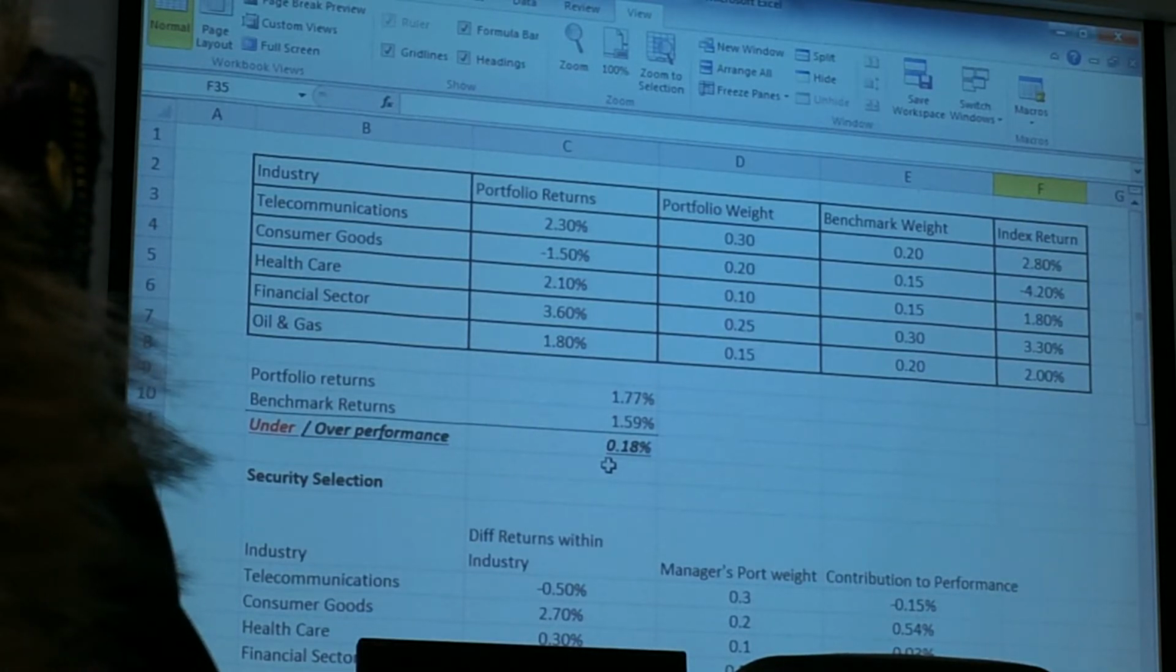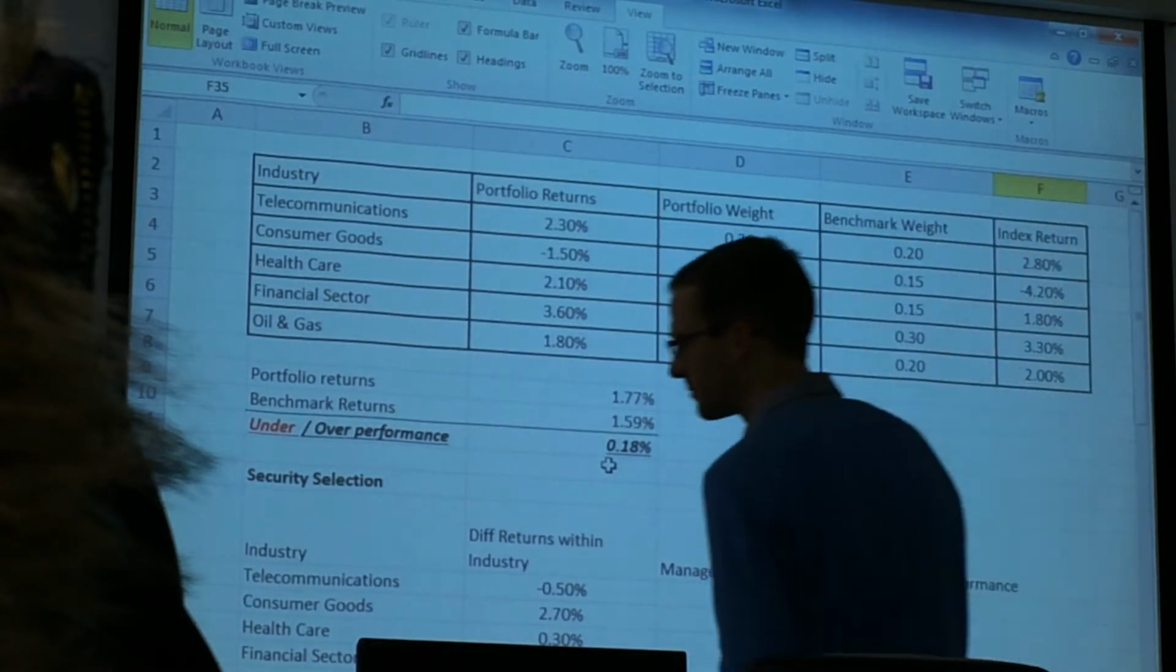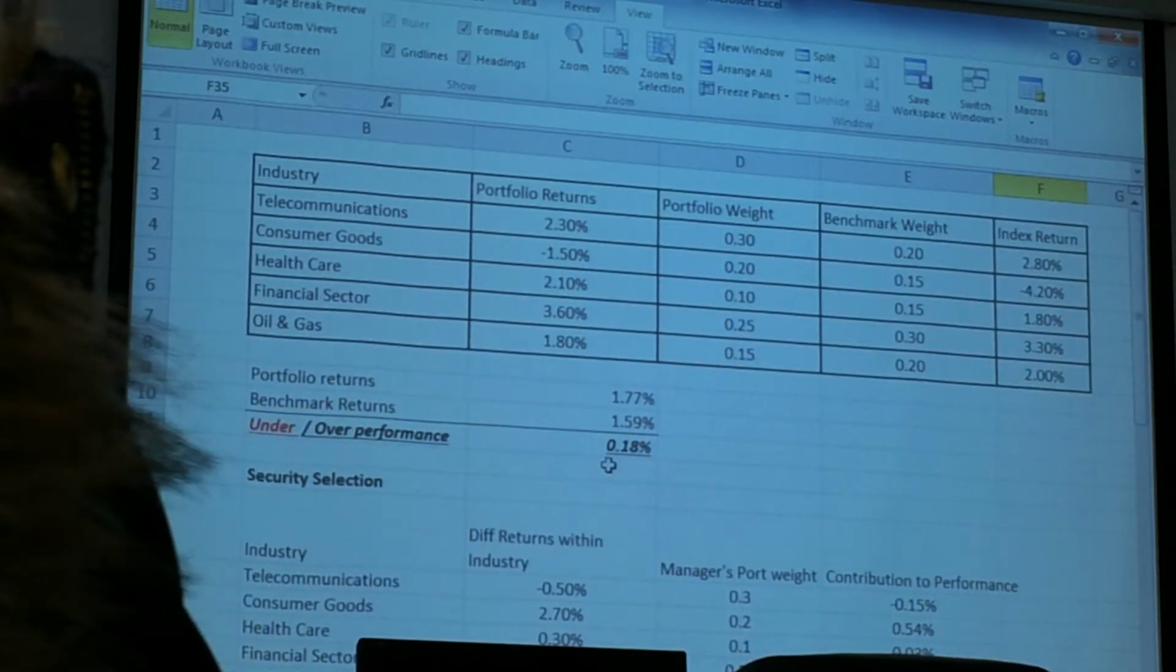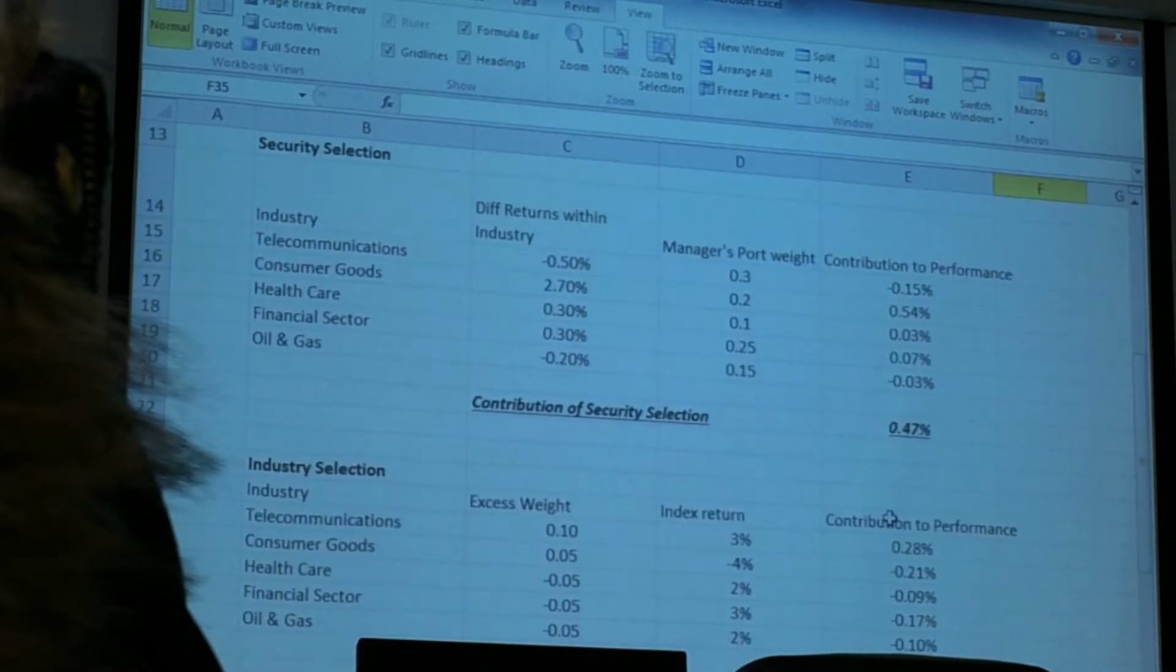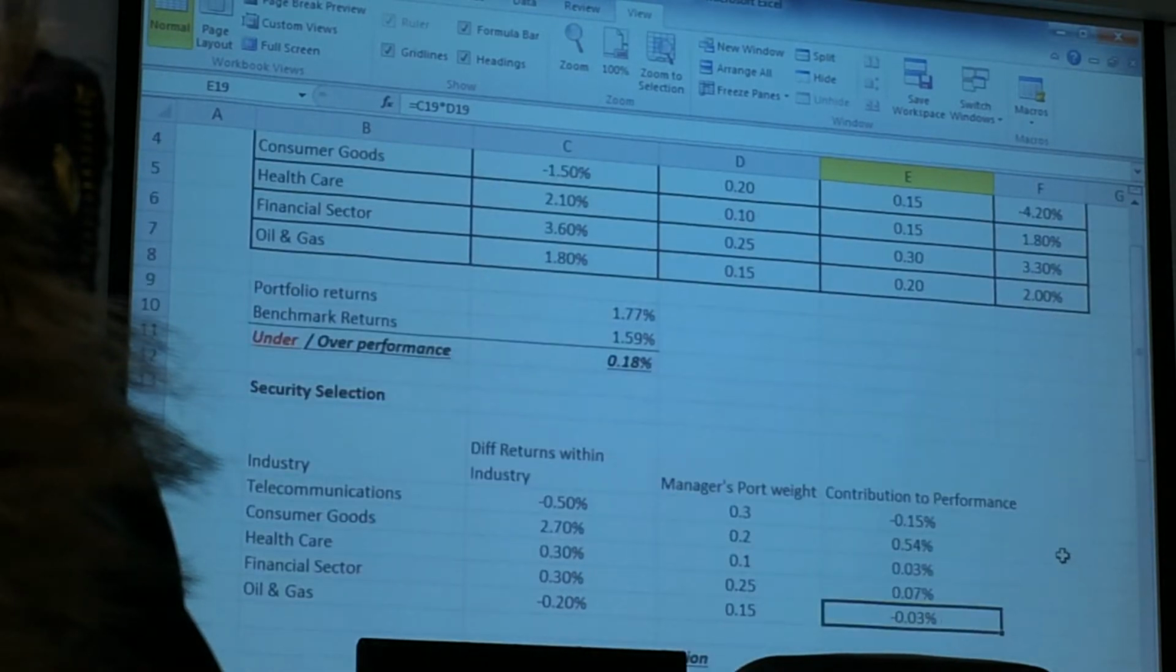Oil and gas. Well, he underweighted, but also he didn't pick the better stocks. Now the numbers that you'll have in your attribution calculations are probably very, very small. In fact, that one's tiny, the security selection.